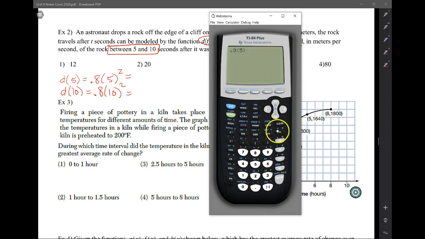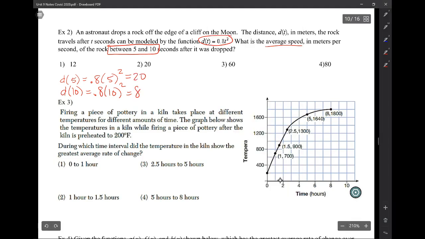0.8 times 5 raised to the second power. So there's my first answer, and then 0.8 times 10 raised to the second power, and that's 80. So the top one's equal to 20, the bottom one's equal to 80. Those are not my answers, by the way, because if you look at your 4 multiple choice answers, you might be like, oh, there's my answers. Those are not your answers.